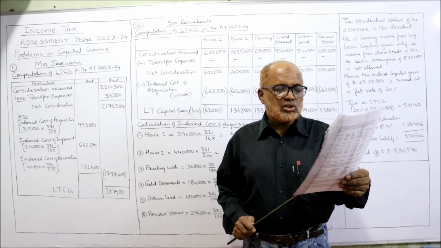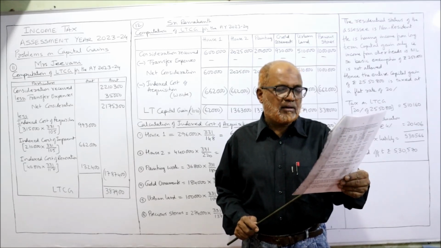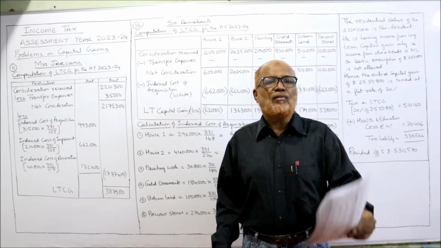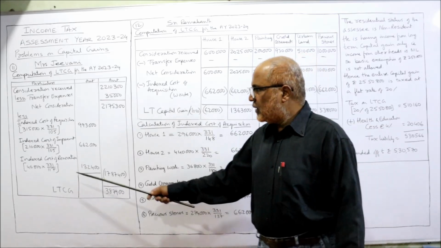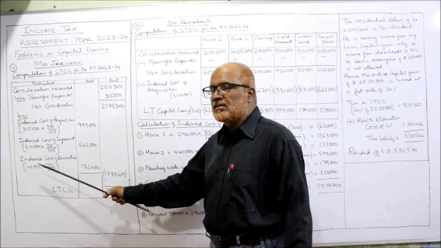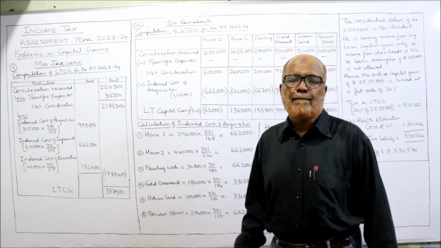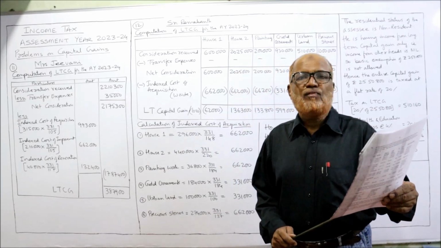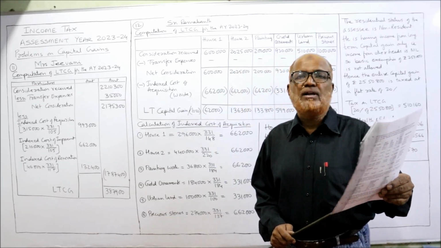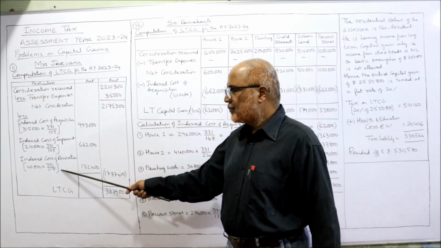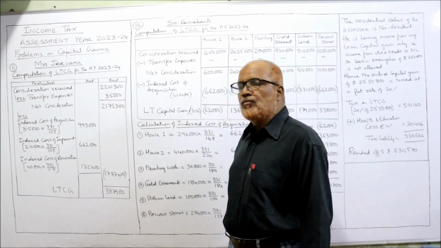So, this indexed cost of renovation we should take. August 2005, 46,800. So indexed cost of renovation is 46,800 into 331 divided by the index number for 2005-2006, which is 117, given in the problem. So it comes to 132,400.